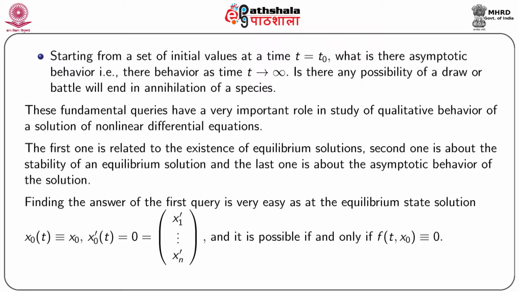Finding the answer to the first query is very easy. For the equilibrium state solution x0(t), we put dx/dt equal to 0, and hence we get x1', x2', ..., xn' equal to 0, which is only possible if and only if f(t, x0) is equal to 0. We will now explain this whole thing in terms of two equations, which will be very easy to understand, and then we will generalize it to n equations.